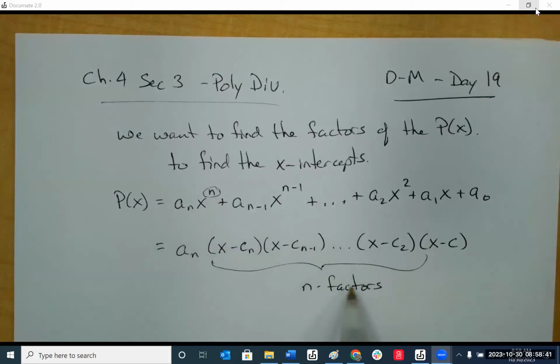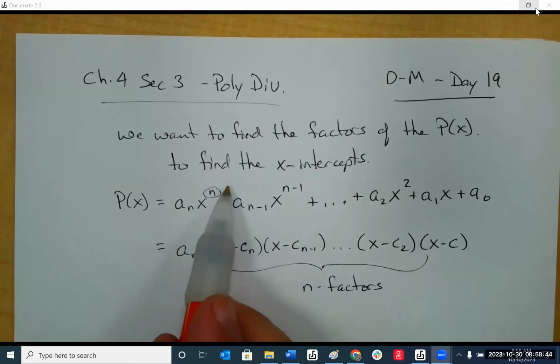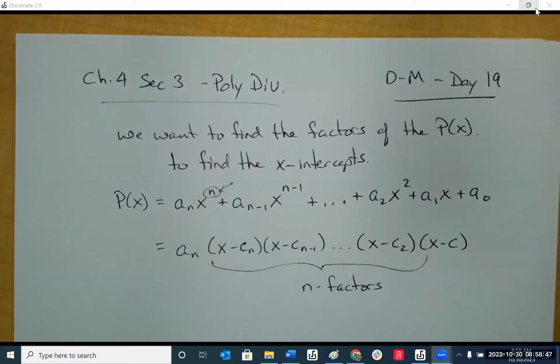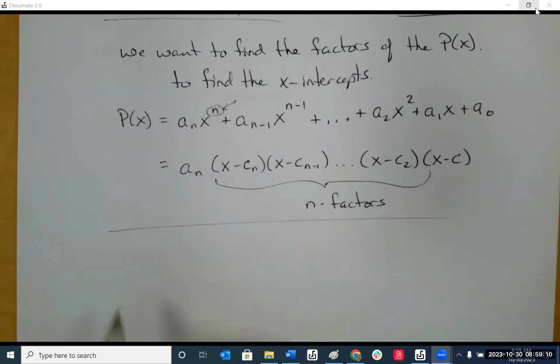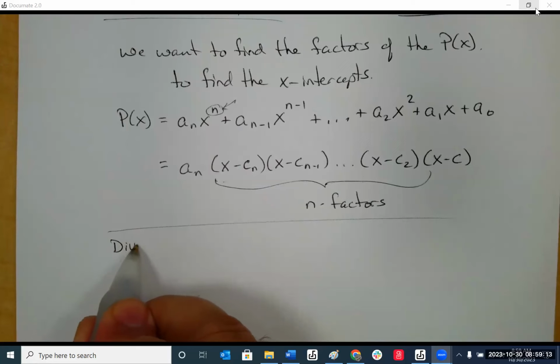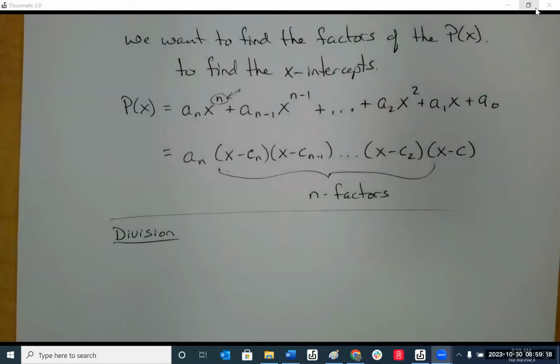A polynomial of degree n will have n factors. Again, the exponent tells us how many answers we're supposed to have, whether they're real, imaginary, or not. So the problem is we have to first find all these factors. How do we find factors? There are a couple of ways. The simplest one we use is division.